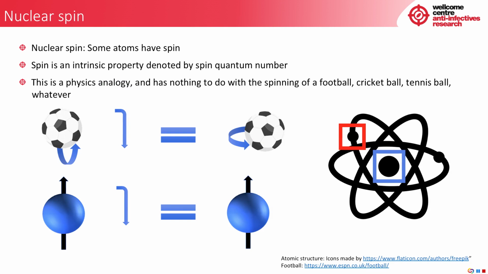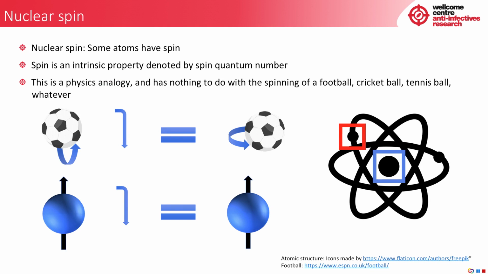So let's start with the concept of nuclear spin, which is the origin of NMR. Some nuclei have spin, and this is a fundamental property denoted by the spin quantum number. This is a physics analogy. It has nothing to do with the spinning of a football, a cricket ball, tennis ball, or whatever. That said, if it helps you to think of it that way, feel free.